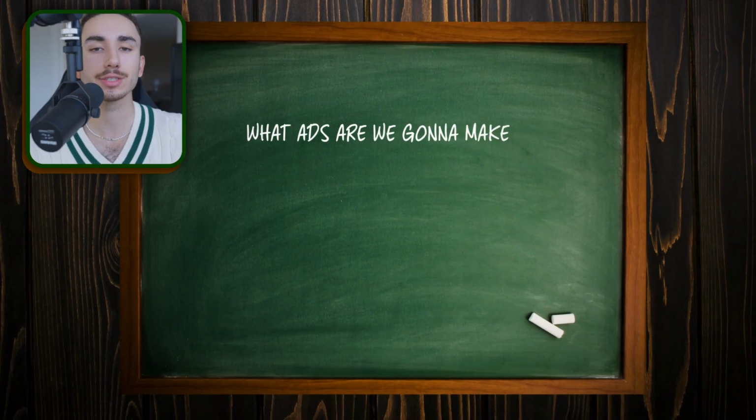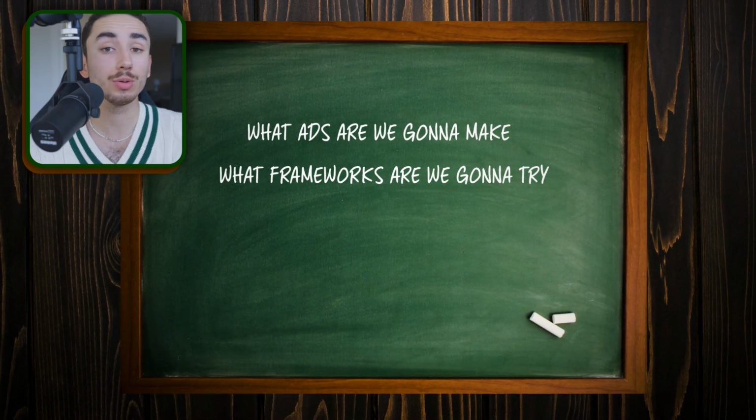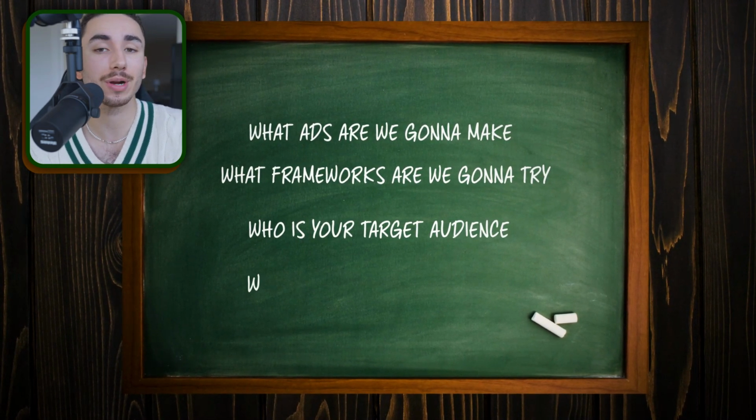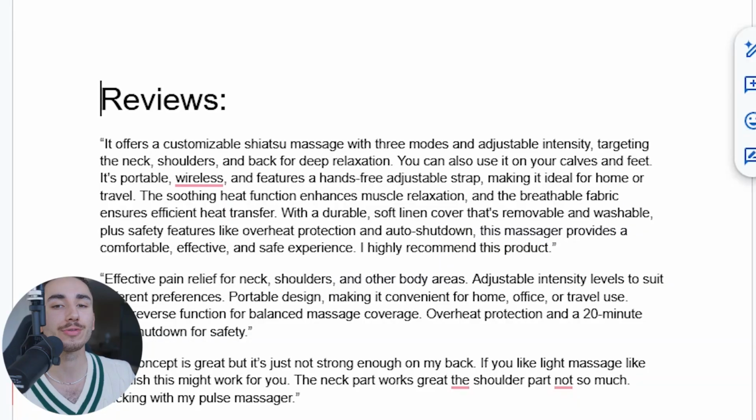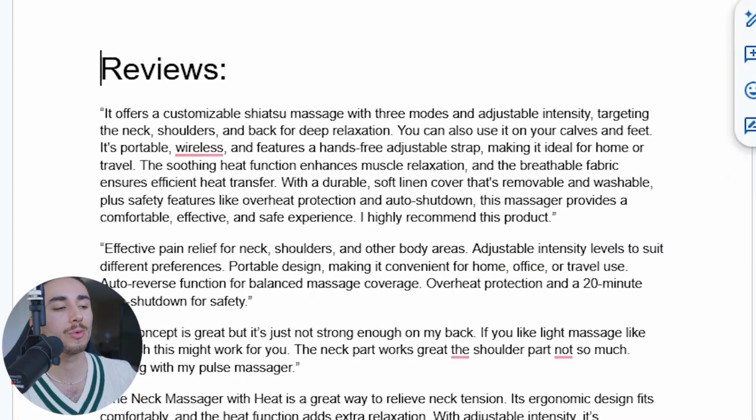So now that we have our product and content, the most important part is the planning process. What ads are we gonna make? What frameworks are we gonna try? Who is our target audience in the first place? What benefits and problems do they have that we need to be mentioning in our ads to speak to them directly?